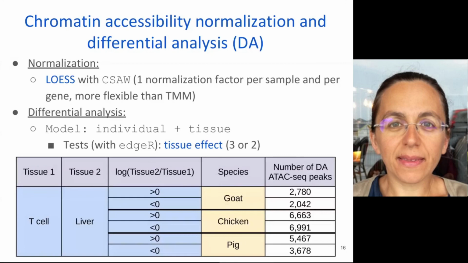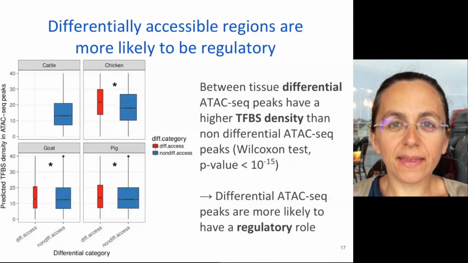We had a model with individual and tissue, and here I'm presenting the results when we compare T cell versus liver. You can see that you have about the same number of over- and under-accessible regions, and between 5,000 and 12,000 differentially accessible peaks, depending on the species. Then if you go to slide 17, we were interested in characterizing these differentially accessible regions a bit more.